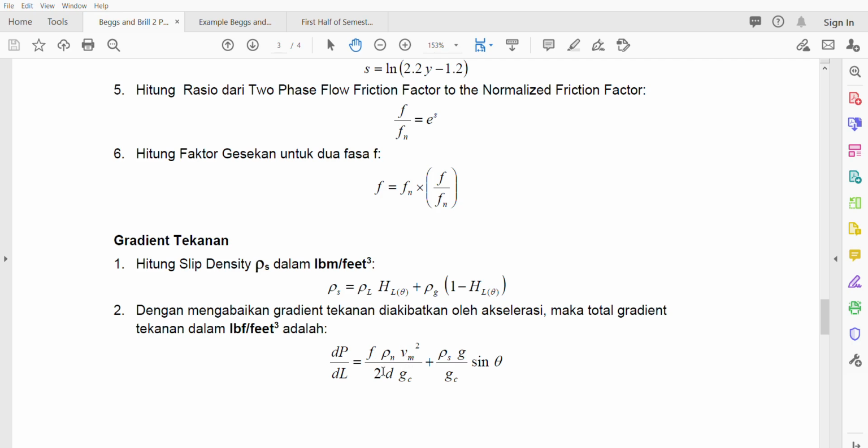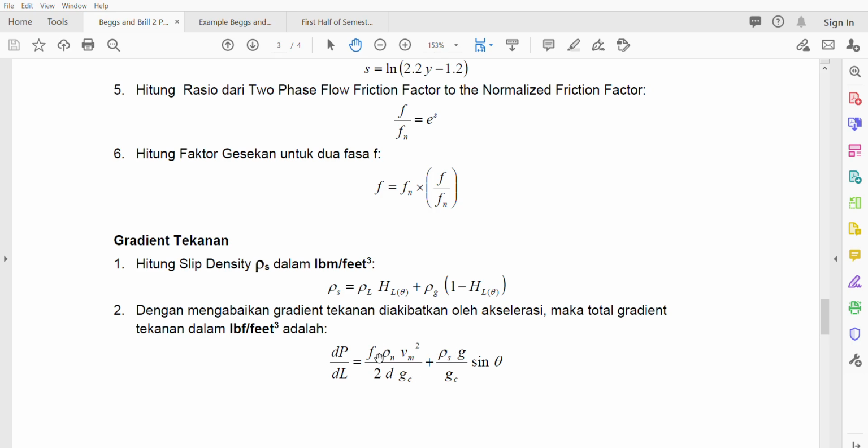And for the first term, friction: rho_n Vm squared divided by 2 d gc. So use this one, rho_n, the no slip density. This one is the slip density, it's different, okay? In the same equation you have different densities. This is the no slip density, okay? And this one is the slip density.